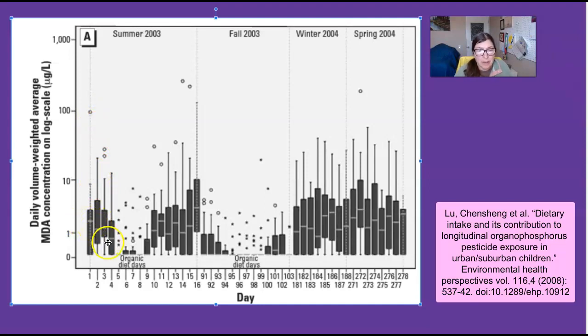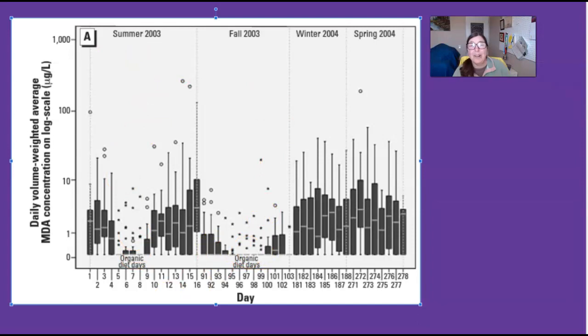But then again, you can still see that the median drops down to basically 0 as soon as they start eating organic food, both in the summer and in the fall. Okay, that was mode, mean, and median.